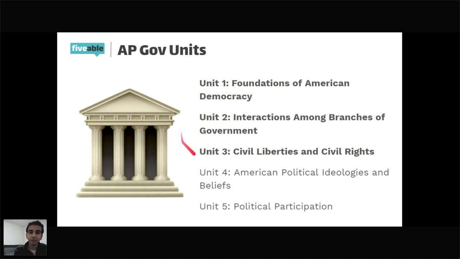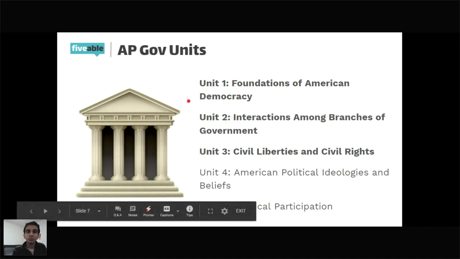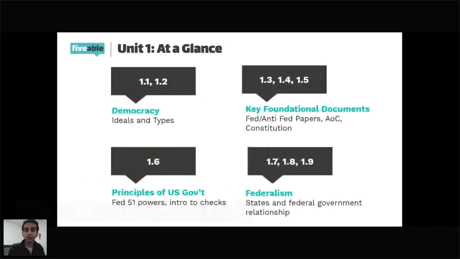So a little bit more focus on the judicial branch, and a lot of your Supreme Court cases come in Unit 2 and 3. So this is my little graphic for Unit 1 and what we're going to be talking about. The first two standards cover what is democracy, so what are the ideals of democracy and what are the types of democracy. 3, 4, and 5 cover the key foundational documents, including some of the Federalist Papers, the Anti-Federalist Papers, Articles of Confederation, the Constitution.